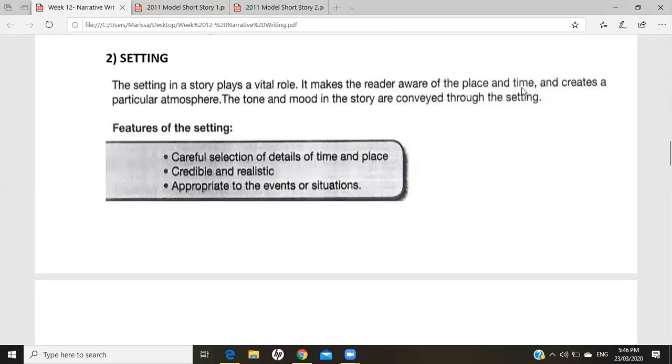And I must also know the time. So time has to do with time of day. So is the story taking place in the morning? Is it taking place in the evening, at night? Or time could even be the time of the year. So is your story set in the summer? Is it set in the winter? Or time could be like time period in terms of history. So is your story set in the past, in the present, or in the future?